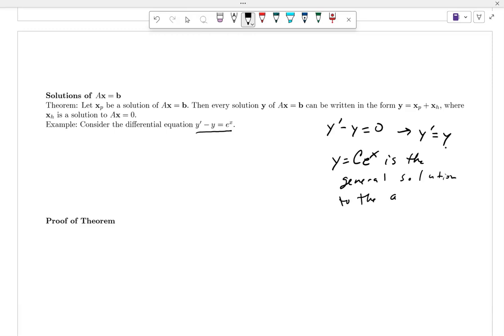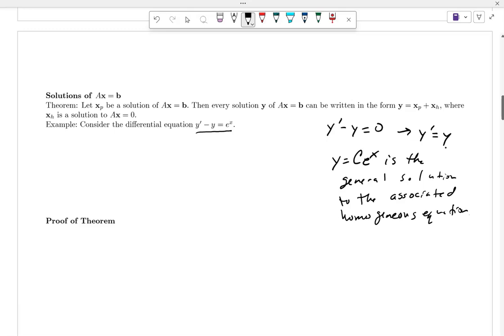to the associated homogeneous equation. Okay. That's part of it, right?